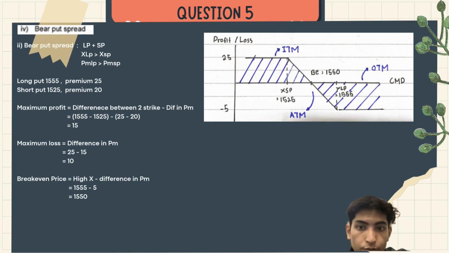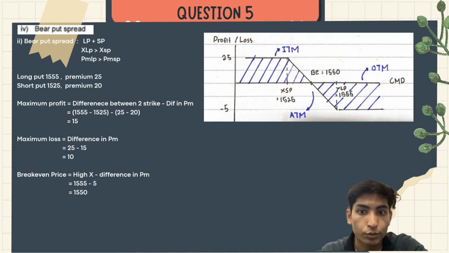And for the last one, the bear put spread. For the bear put spread strategy, we buy a put option with the highest strike price of 1555 and sell a put option with the lowest strike price of 1525. The premium paid for the put is 25 and the premium received from selling the put is 20. So the net premium paid is 5 points and the break even is 1550.